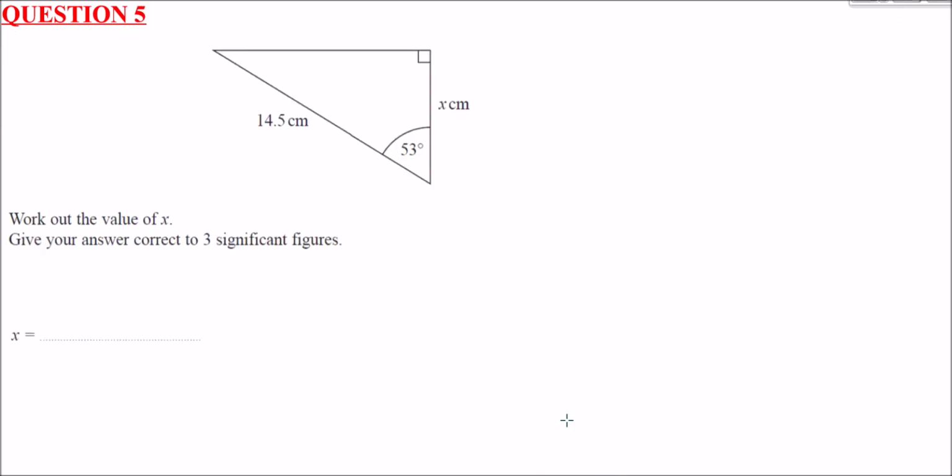Question 15. Work out the value of x. Give your answer correct to 3 significant figures. A quick spot here, we can see it's a triangle and it's right angled. You should be thinking, because it's a right angled triangle, it's either going to be Pythagoras or SOHCAHTOA. Pythagoras is if you know two sides, you're trying to find a third. This one isn't like this, therefore it must be standard trigonometry, SOHCAHTOA.